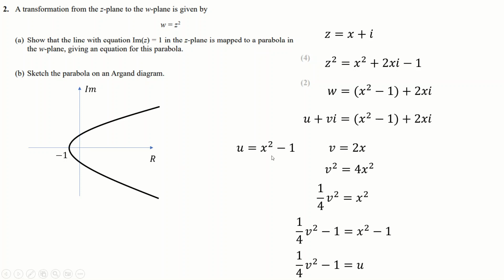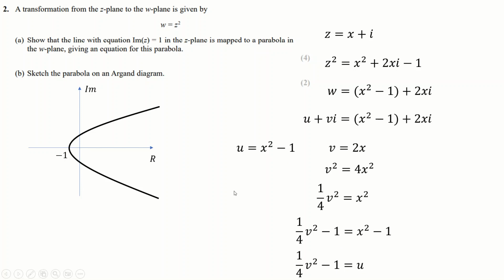Likewise, you could have rearranged this the other way around. If you add 1 to both sides, you get u plus 1 is x squared. Then you could square this as well, divide and then times that by 4, and you get 4 times u plus 1 is v squared. That would be the other way to write that, which I'm sure is just what this is, isn't it?